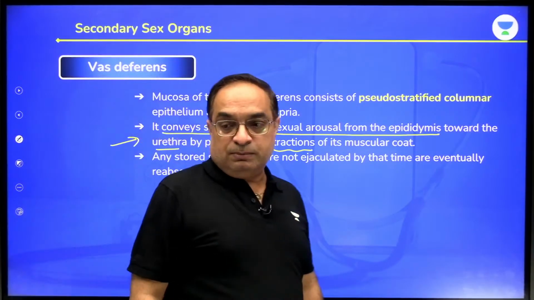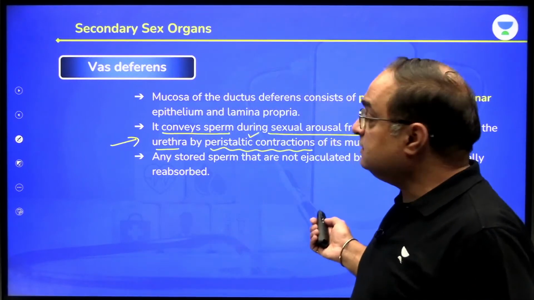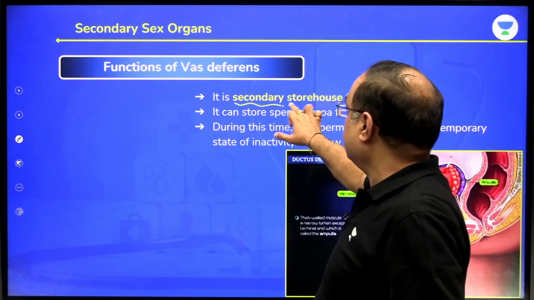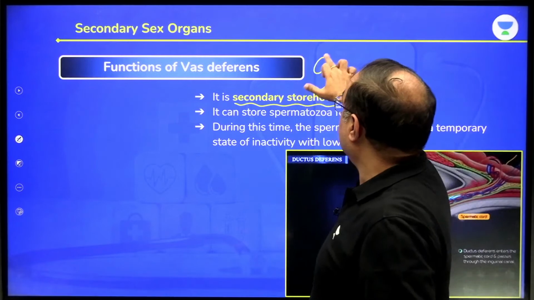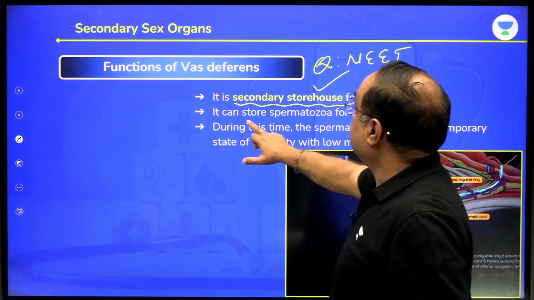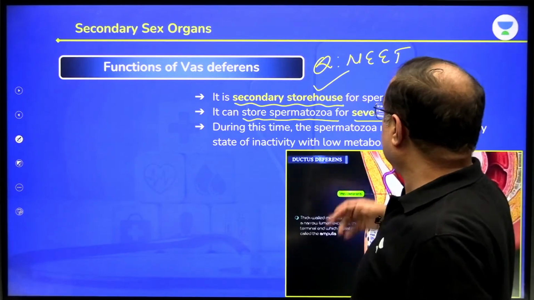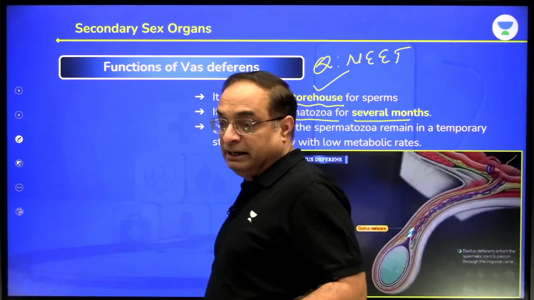So in the vas deferens, maybe millions of sperms remain stored. That's why we say that it is secondary storehouse. It's written ना, function क्या है? Secondary storehouse for sperms. क्या ये क्वेश्चन पूछा जा सकता है? Yes, they can ask this question. It can store sperms for several months. During this time, spermatozoa remain in a temporary state of inactivity with low metabolic activity.